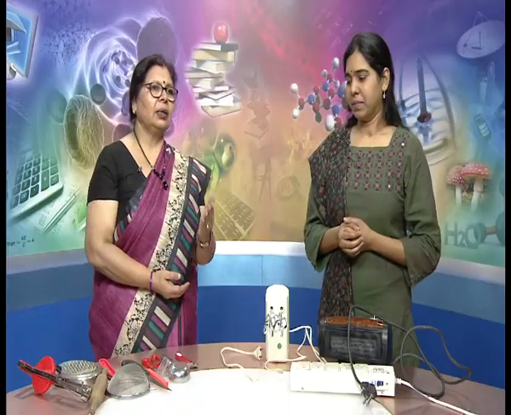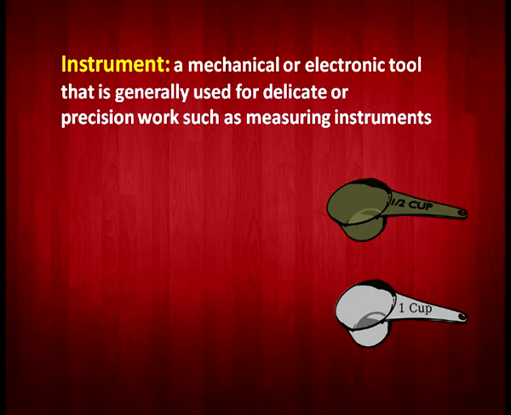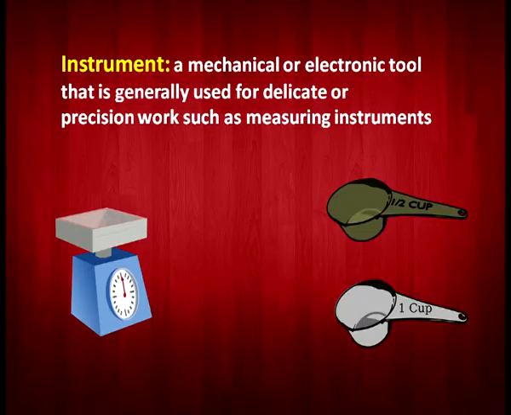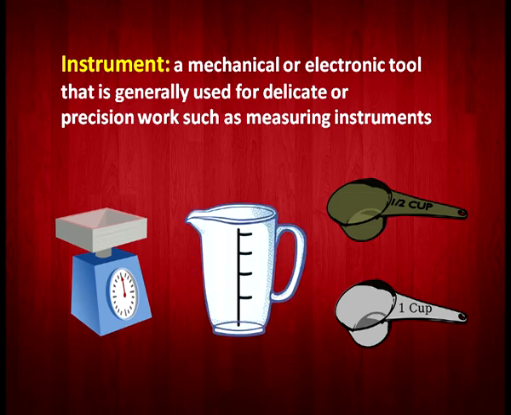Now I see the other word, instrument, a mechanical or electronic tool that is generally used for delicate or precision work, such as a measuring instrument. Here we can see the pictures of a balance. Another picture we see the measuring cylinder. Another picture we see the cup. And of these cups, one is measuring 1 cup, another is measuring half cup. So these are instruments, I suppose.